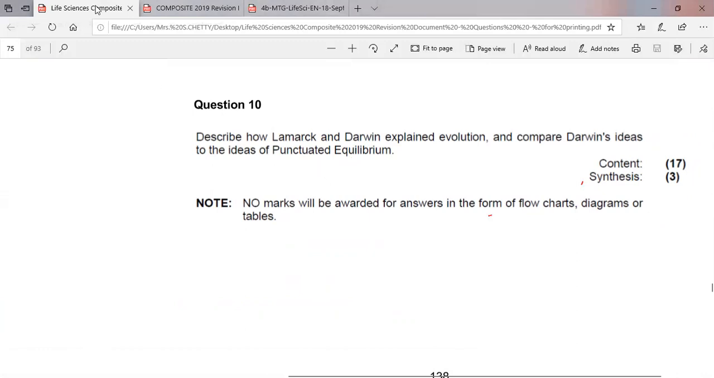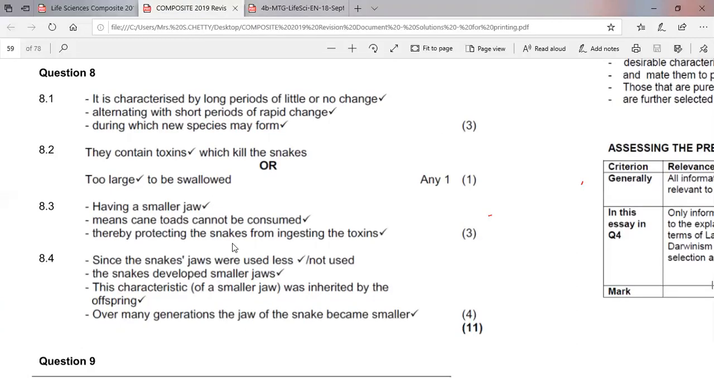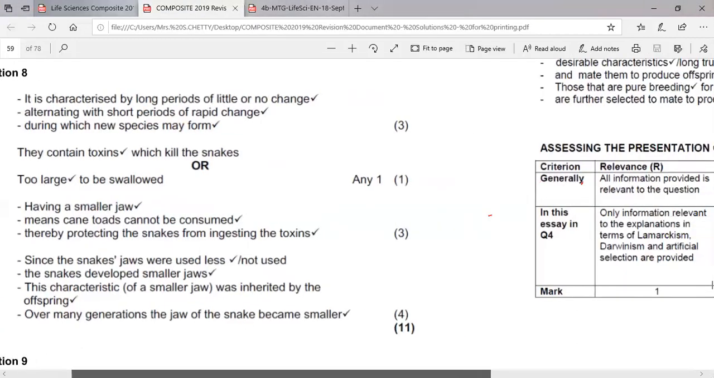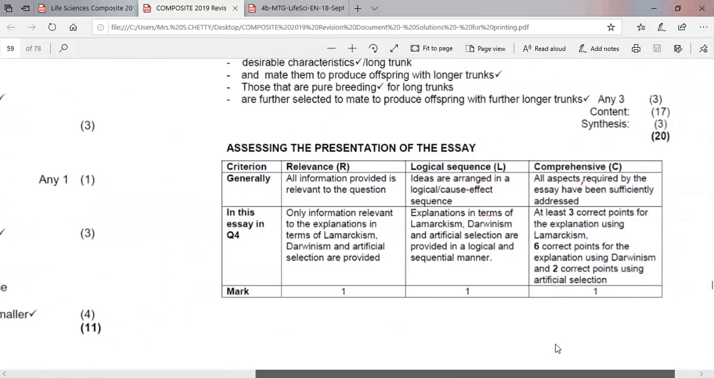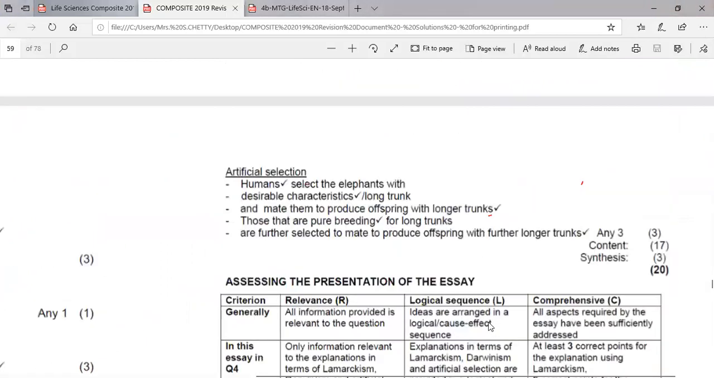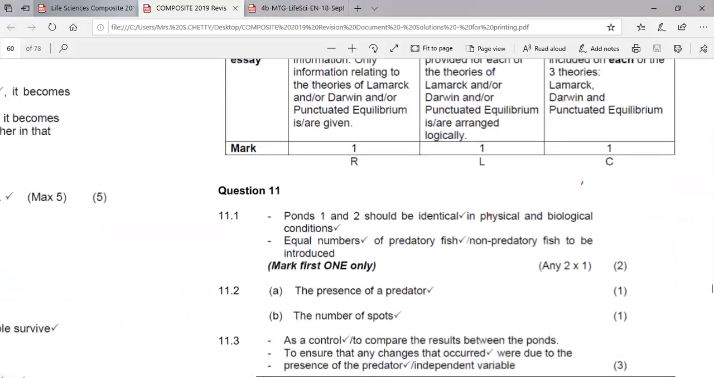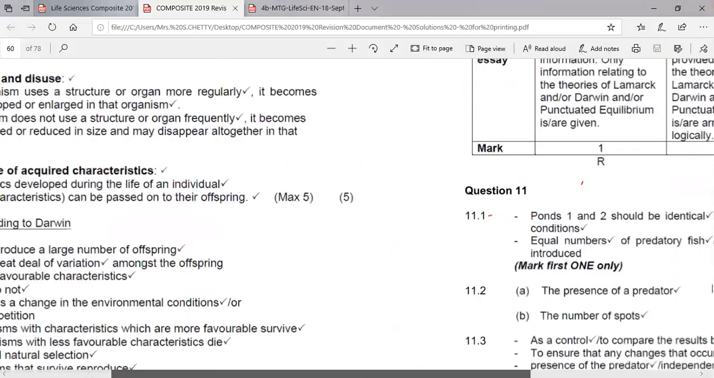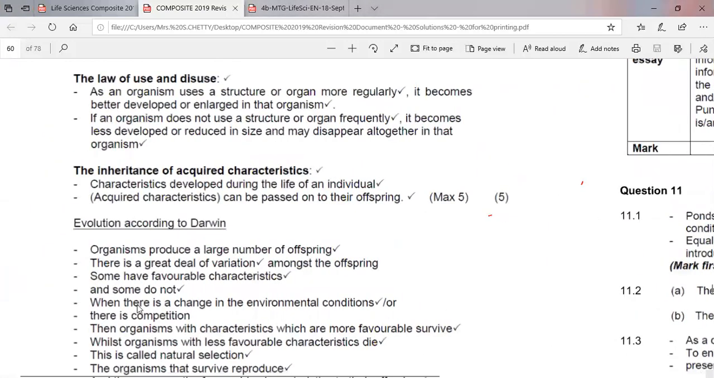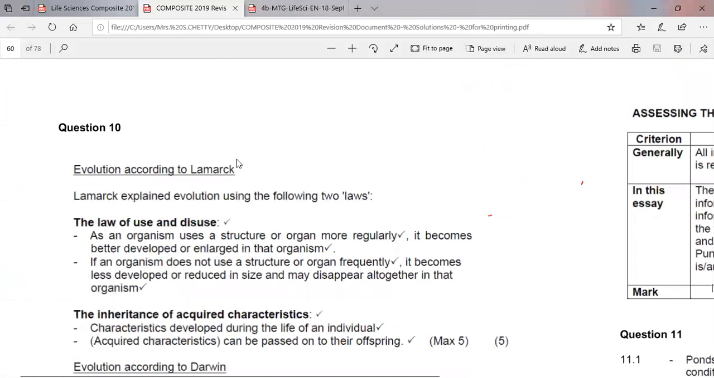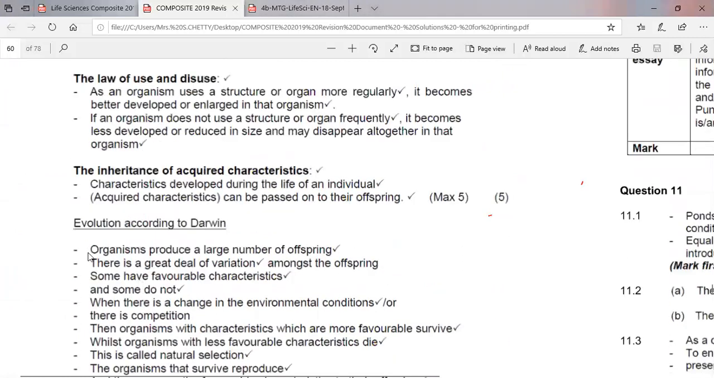Now remember, Darwin said there are small changes over long periods of time, isn't that so? While punctuated equilibrium said there are long periods where there are no changes, and then there are short periods of time where there are rapid changes. Okay? So this is evolution according to Lamarck. You'll explain his 2 laws in inverted commas and write about it.